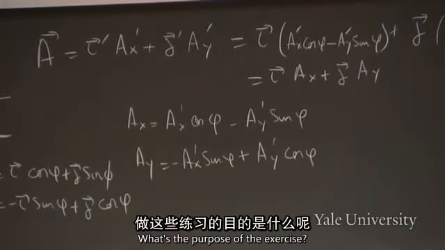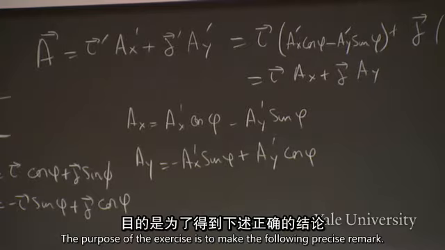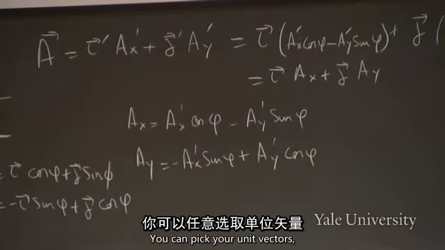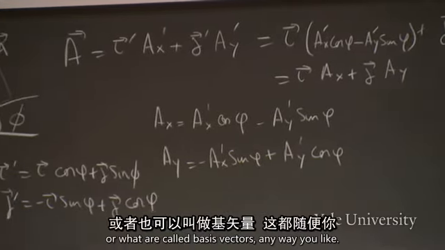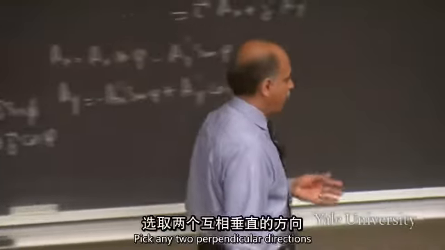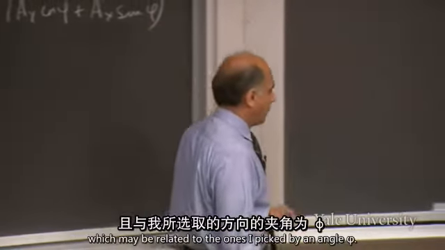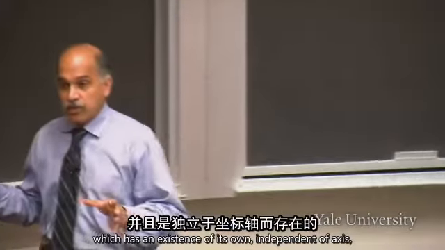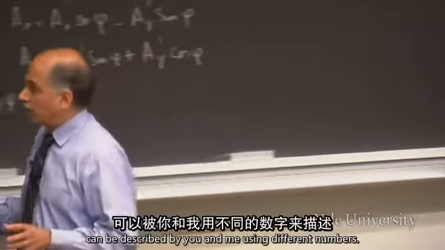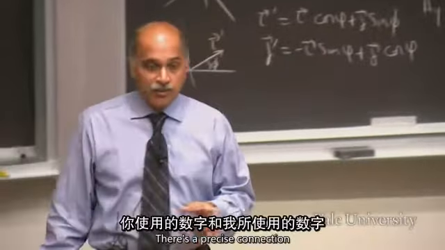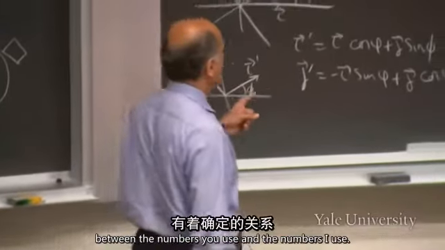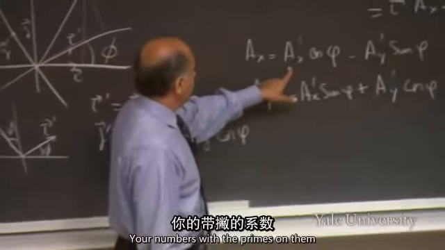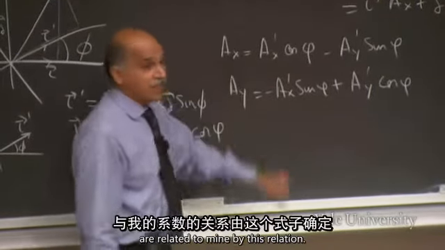So what's the purpose of the exercise? The purpose of the exercise is to make the following precise remark. You can pick your unit vectors, or what are called basis vectors, any way you like. Pick any two perpendicular directions which may be related to the ones I picked by an angle phi. Then the same entity, the same arrow, which has an existence of its own independent of axes, can be described by you and me using different numbers. But that's the precise connection between the numbers you use and the numbers I use. Your numbers with the prime on it are related to mine by this relation.